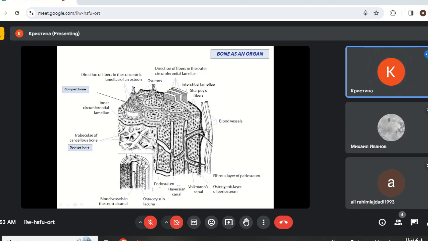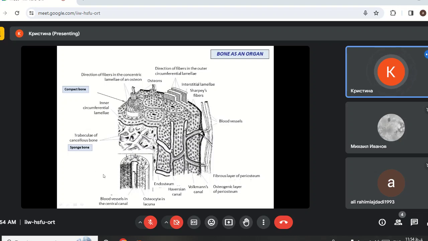And the innermost layer of the bone is the inner circumferential lamellae layer. It consists, like outer circumferential lamellae layer, of bone lamellae which surround the spongy bone matter of the bone, and they also consist of lamellae. Between them we see osteocytes. These osteocytes receive blood supply from the blood capillaries of the spongy bone matter.